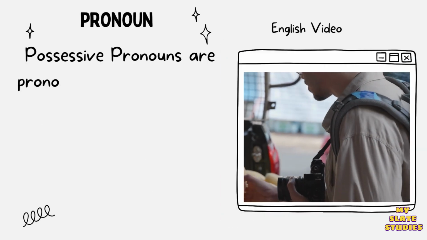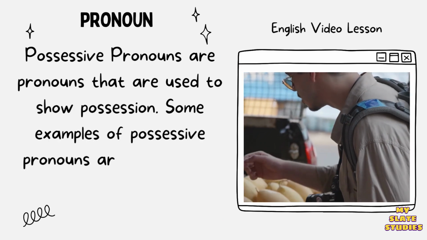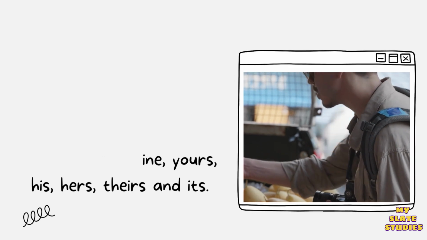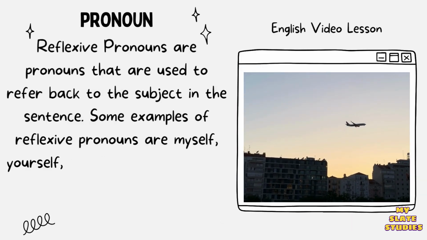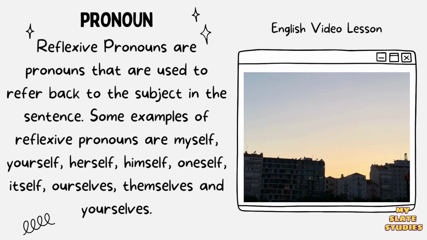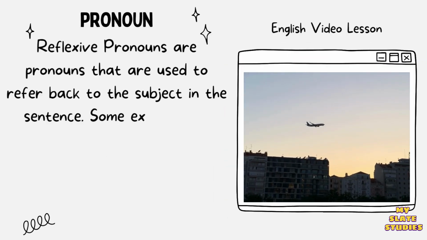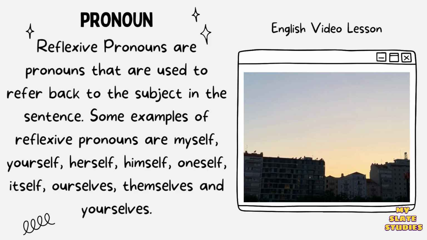Possessive pronouns are pronouns that are used to show possession. Some examples of possessive pronouns are mine, yours, hers, theirs, and its. Reflexive pronouns are pronouns that are used to refer back to the subject in the sentence. Some examples of reflexive pronouns are myself, yourself, herself, himself, oneself, itself, ourselves, themselves, and yourselves.